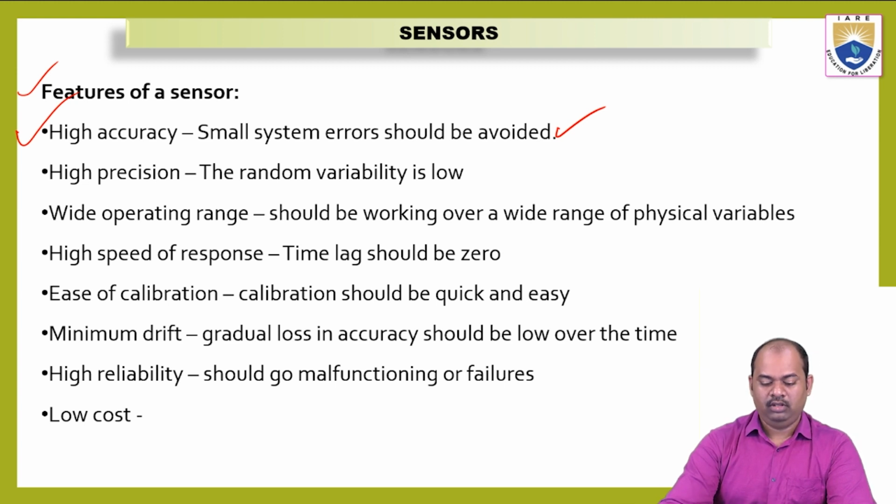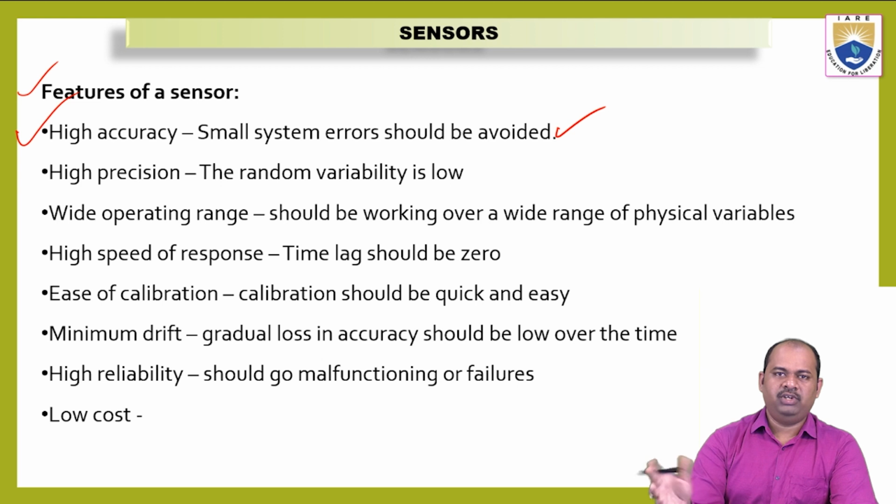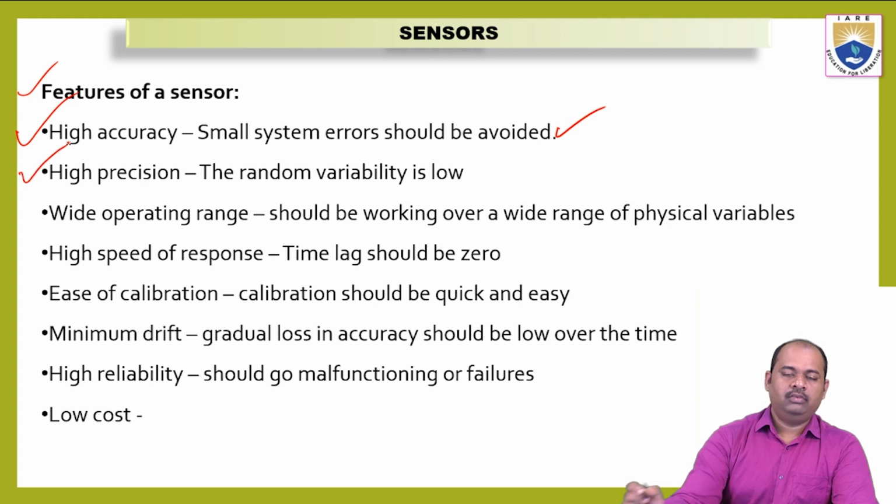And then second one, high precision. The precision of the values given by the sensor should be very high. The variability of the values should be very low. So that is how the sensors will be used better.